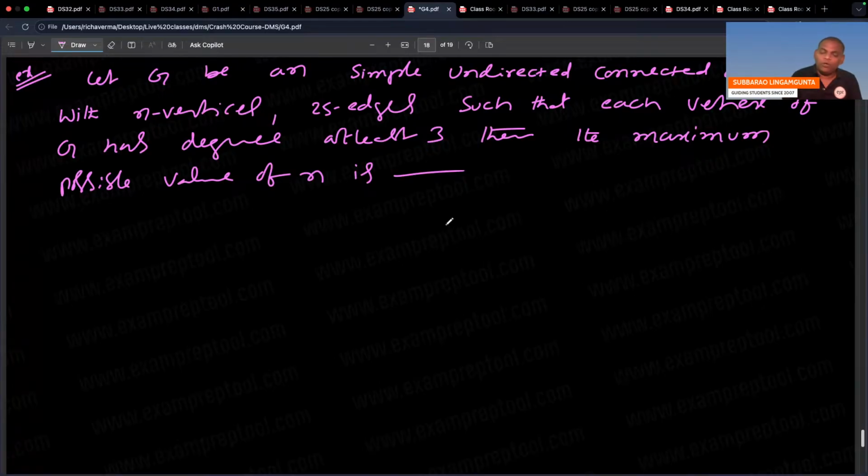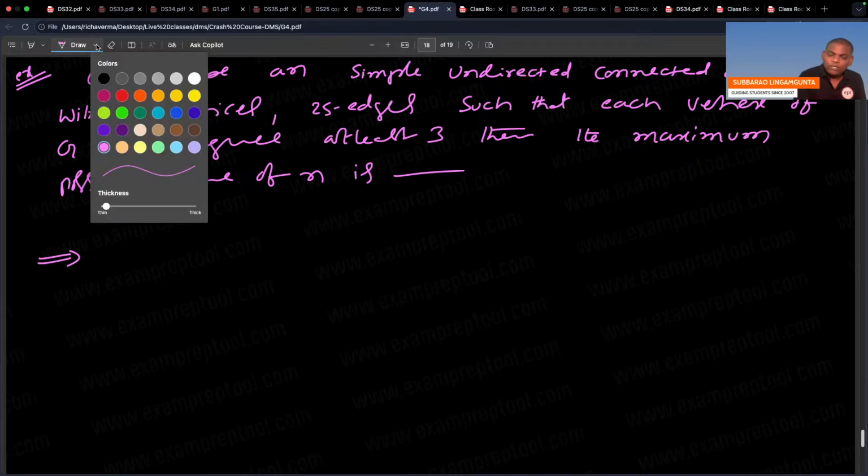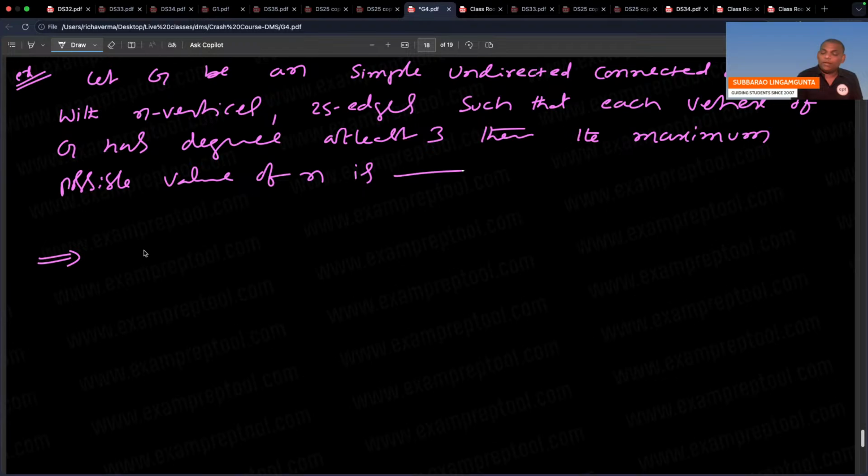So n vertices. Let's try this. It's going to be very easy. n vertices are there, okay. 25 edges are there, that is also okay. The degree of each vertex is minimum 3.